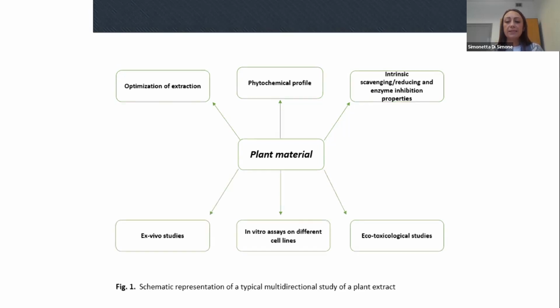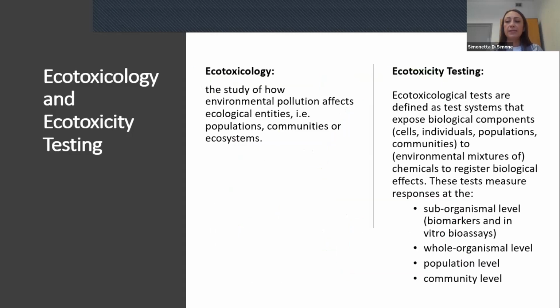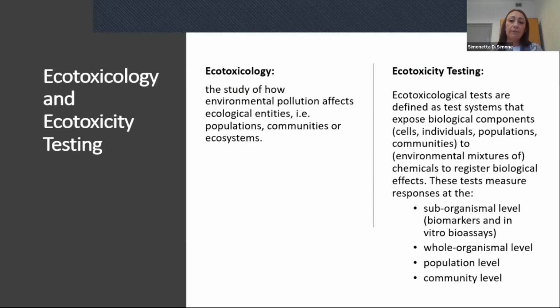So in this lesson, I would like to concentrate on the three different preliminary eco-toxicological studies that we conduct in our labs. But first of all, what is the definition of eco-toxicology? Ecotoxicology is the study of how environmental pollution affects ecological entities as populations, communities, or ecosystems. And ecotoxicological tests are test systems that expose biological components as cells or individuals to chemicals to register biological effects.